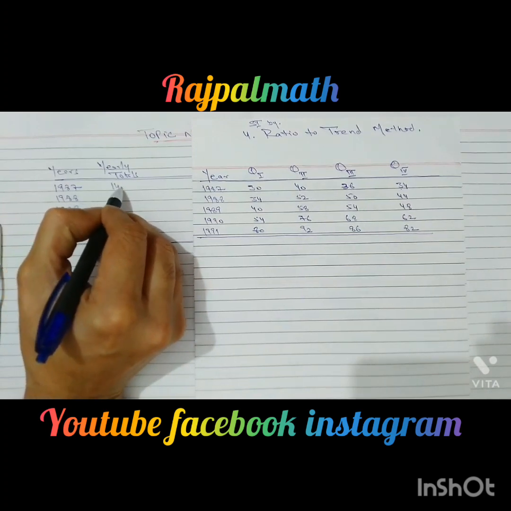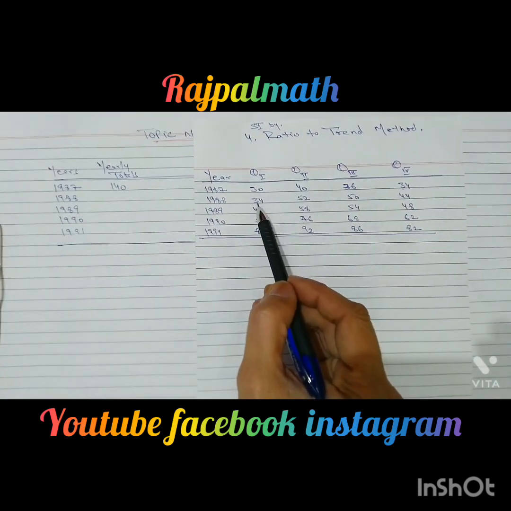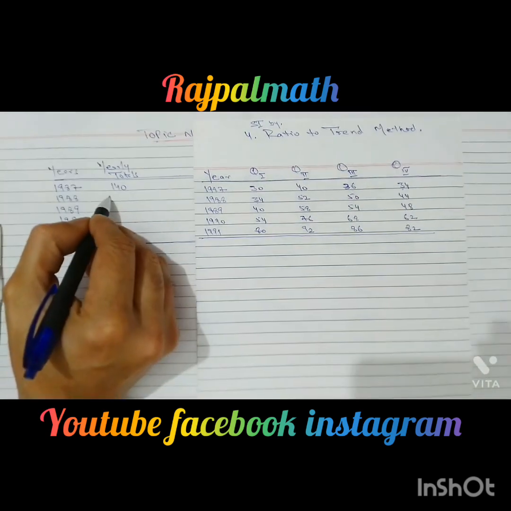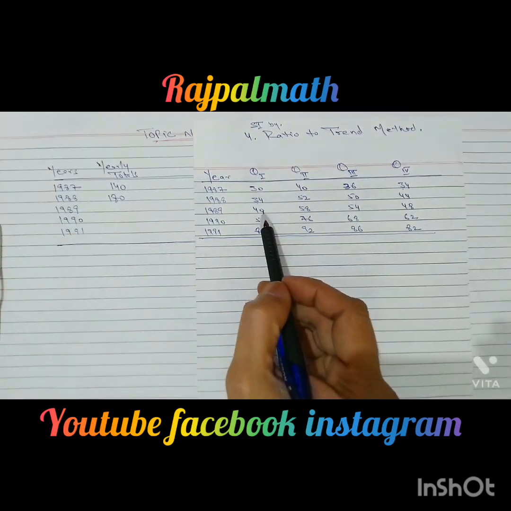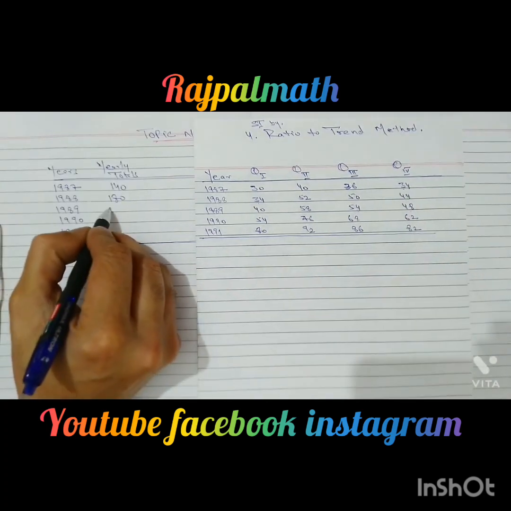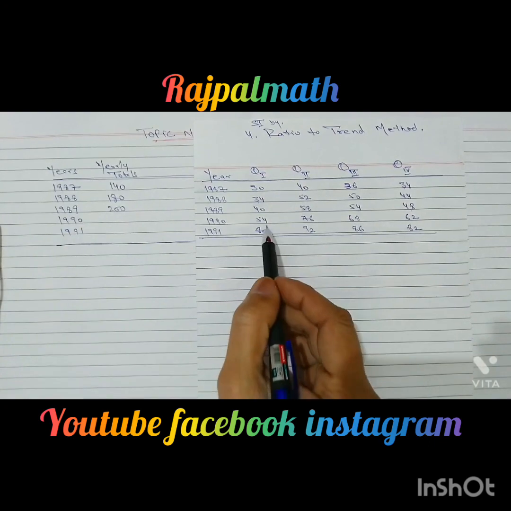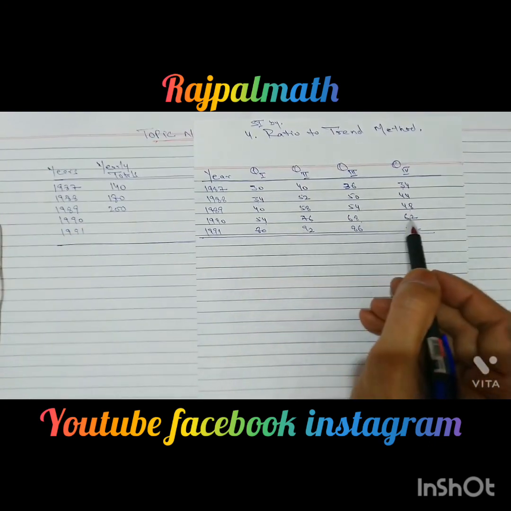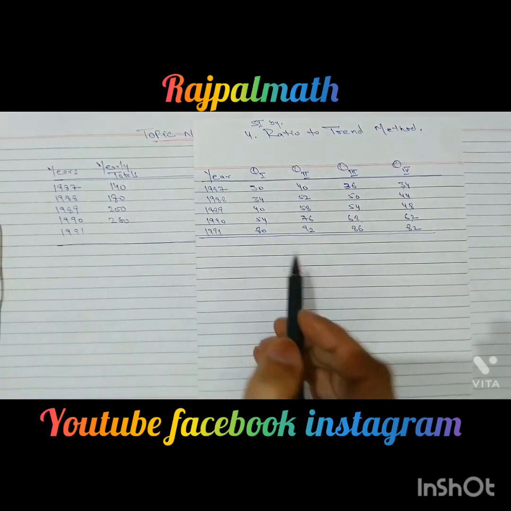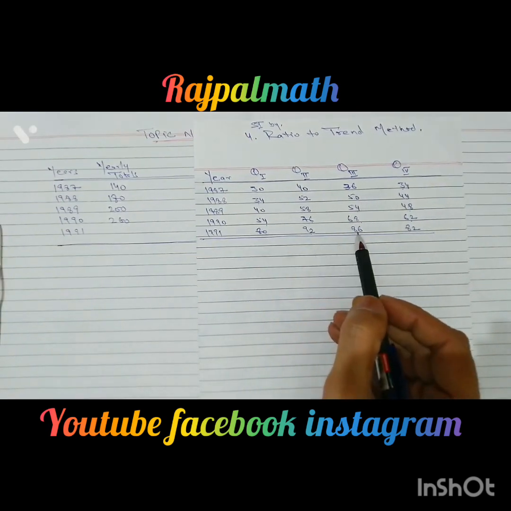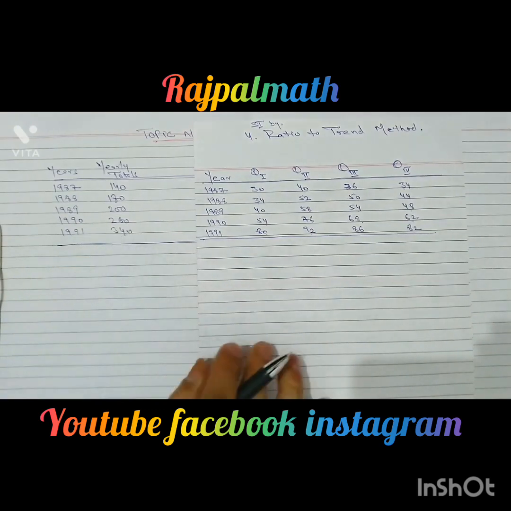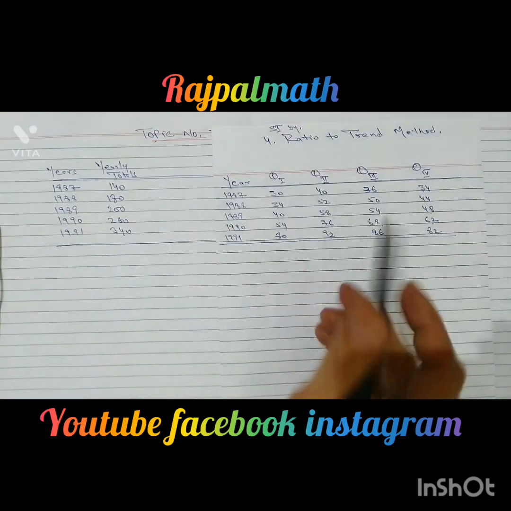Which means 140. For the next, 34 plus 52 plus 50 and 44, 180. 40 plus 58 plus 54 plus 48, 200. 54 plus 76 plus 68 plus 62, 260. 80 plus 92 plus 86, 82, 340. These are the yearly totals.